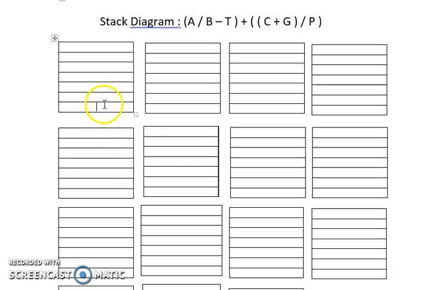Now I'm going to show how to do the stack diagram in this equation. Okay, so first we're going to divide into two parts. The first part is this, and the second part is this. So at the first diagram, we want to write down A. At the second diagram, we write down A and B. So A divided by B.